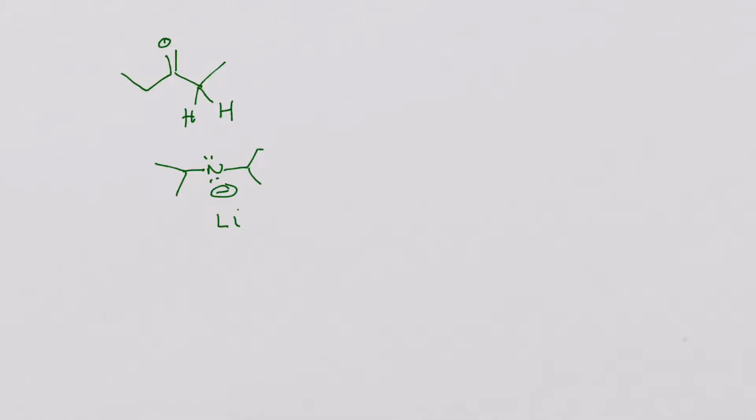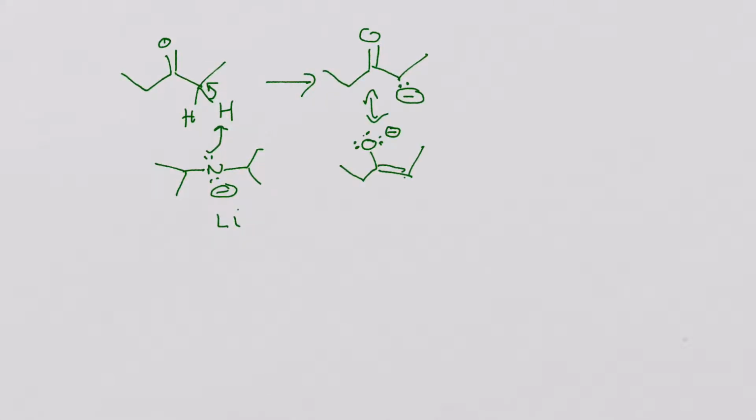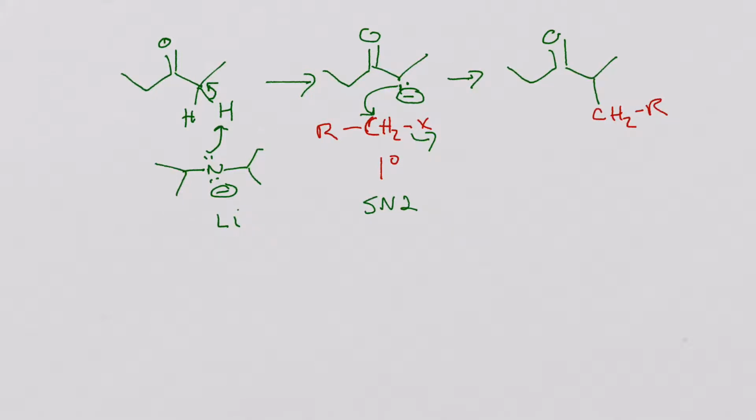So here let's look at the enolate that forms when we treat 3-pentanone with LDA. We're going to remove one of the alpha hydrogens, which is going to give us this enolate. Just a quick reminder that that enolate is resonance stabilized. That's why that alpha hydrogen is acidic. And now I can react that enolate with any primary or methyl electrophile, and I'm going to get an SN2 reaction. And there is the product of that reaction.